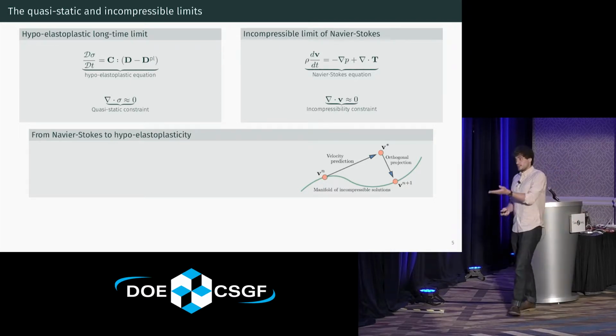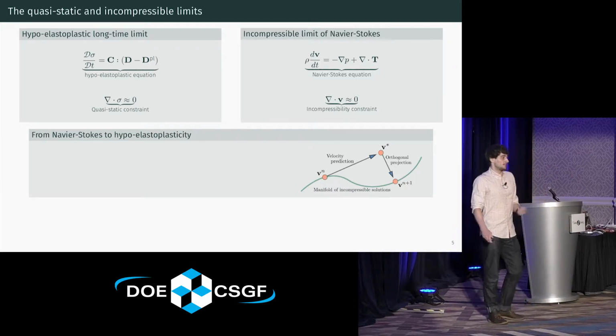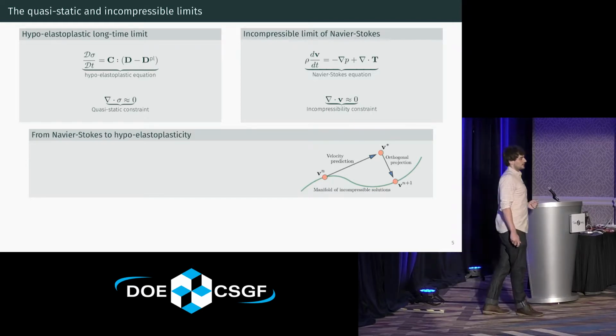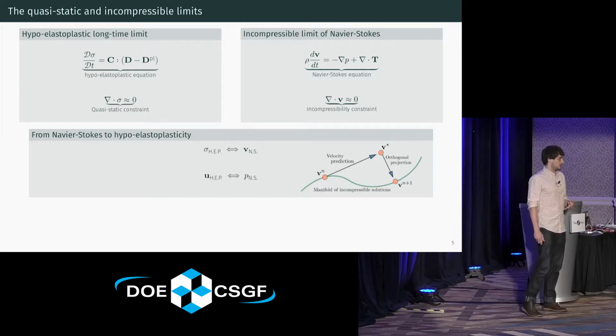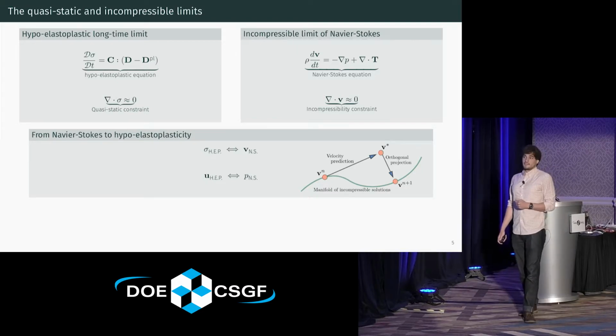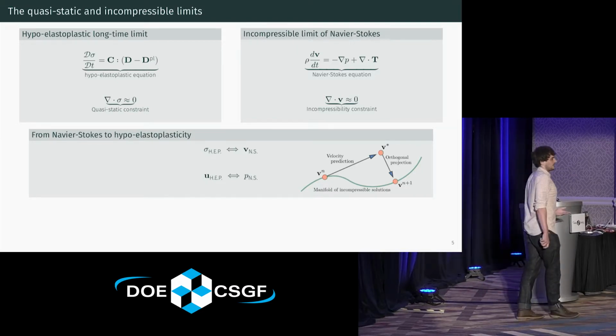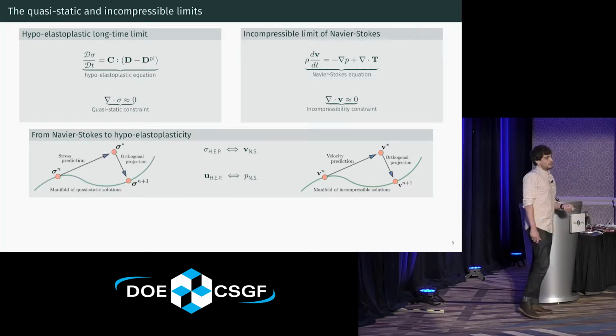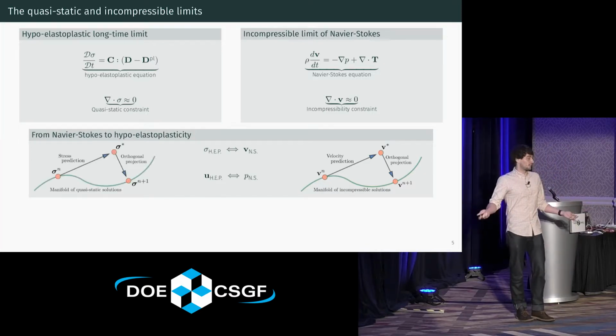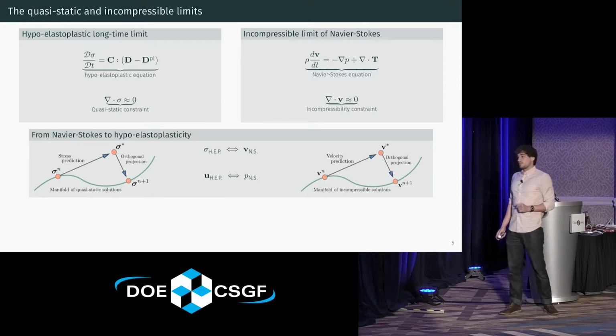Clearly, there's a strong analogy here between the stress tensor in our formalism and the velocity field in Navier-Stokes, and the velocity field in our formalism and the pressure field in Navier-Stokes. So we're going to develop an analogous algorithm where we take an intermediate step to find sigma star. It will not obey the quasi-static constraint. And then we'll project it back onto the manifold of quasi-static solutions in such a way that we can solve for the velocity field. So 2 remarks about this.